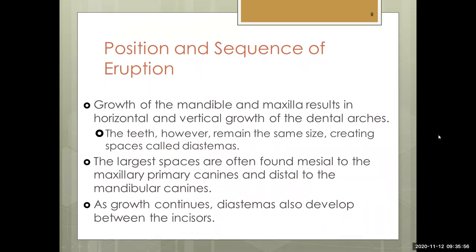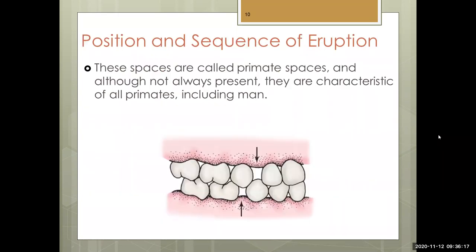Everything else is just an open contact, but the more common term diastema is used for any space between teeth. So you want them in the canine area, and you also want to see them in the incisors before those permanent teeth start coming in, because they look like huge horse teeth compared to those little baby things. So the spaces are called primate spaces. You want to see these spaces, okay? They're called primate spaces because they're characteristic in all primates, including human beings.